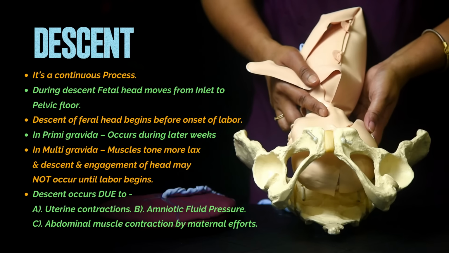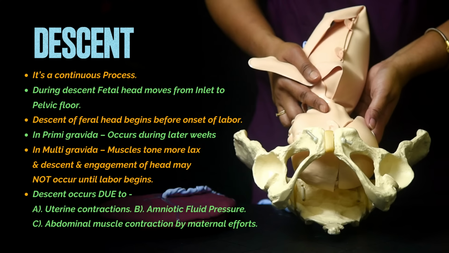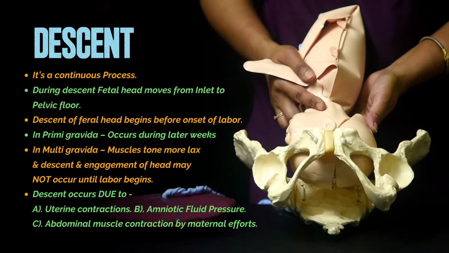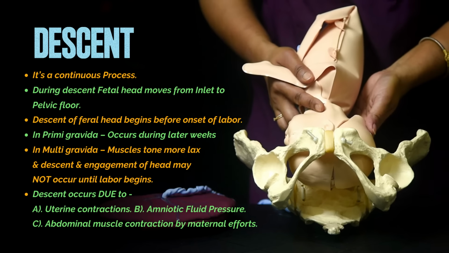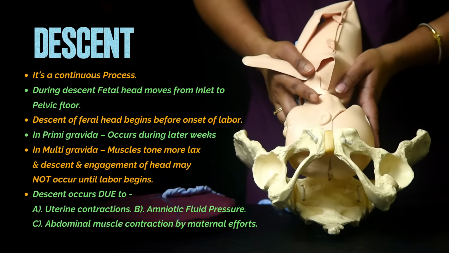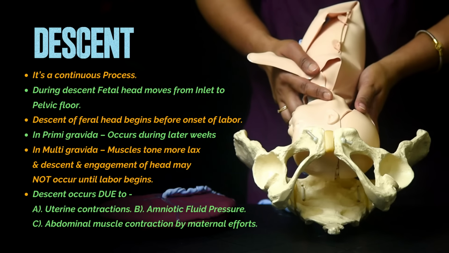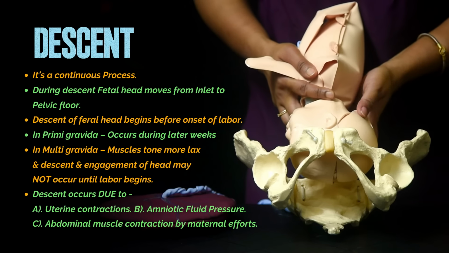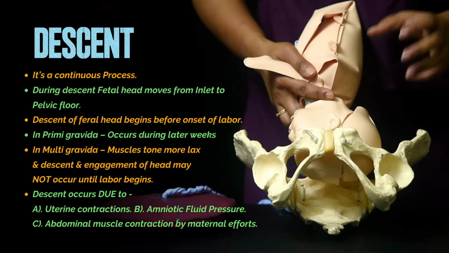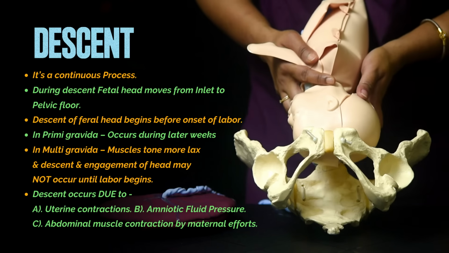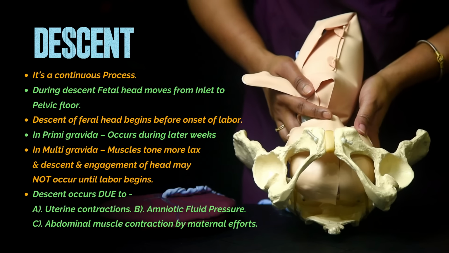Why does this descent occur? This occurs first due to the uterine contraction. Because there is a contraction of the uterine surge, descent occurs. The second is due to the pressure from the amniotic fluid. So amniotic fluid pressure is a cause of descent, and the third one is the abdominal muscle contractions by the maternal effort. As there is a maternal effort, the abdominal muscles are getting contracted. Because of this, descent takes place, which is a continuous process.